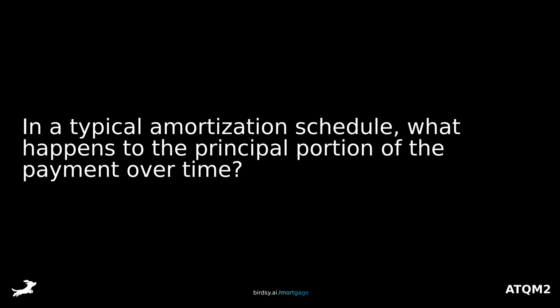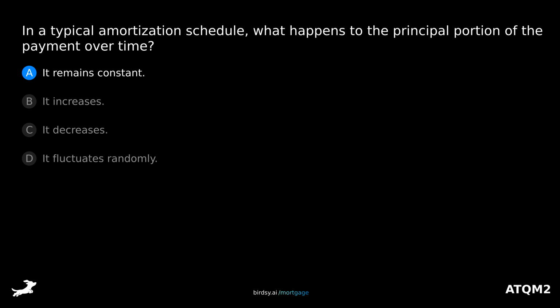In a typical amortization schedule, what happens to the principal portion of the payment over time? Is it A, it remains constant? B, it increases? C, it decreases? Or D, it fluctuates randomly?